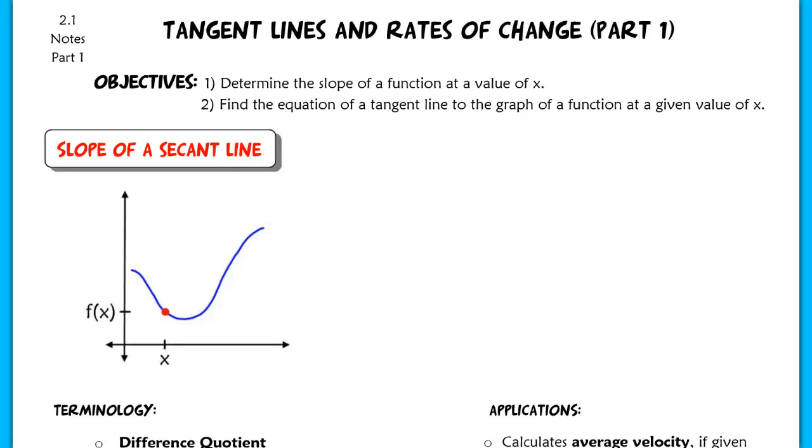This lesson is part 1 of section 2.1 on tangent lines and rates of change. We have two objectives for today. We're going to determine the slope of a function at a value of x, and we're also going to find the equation of a tangent line to the graph of a function at a given value of x.